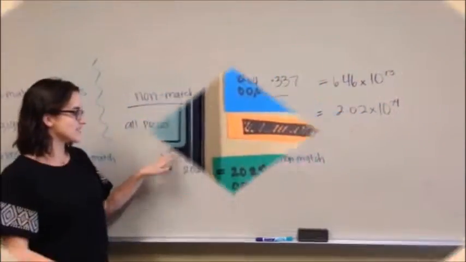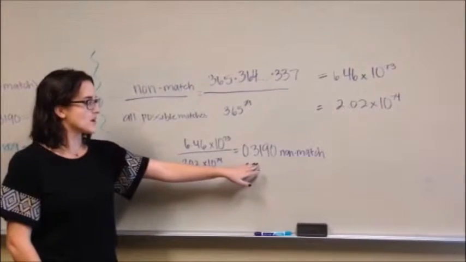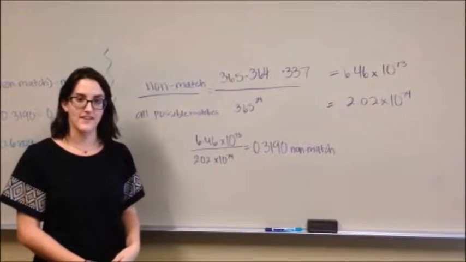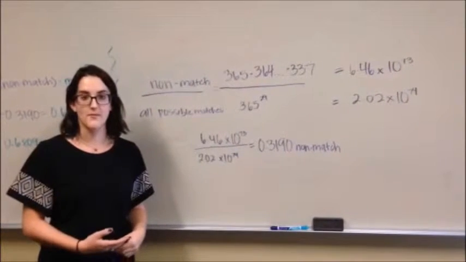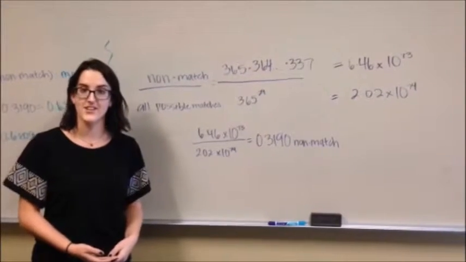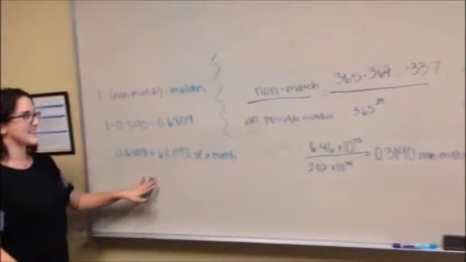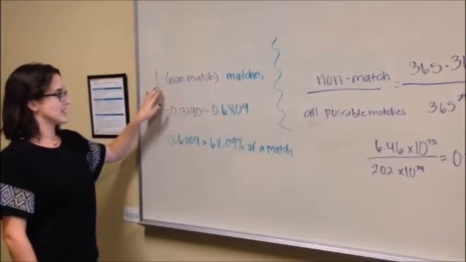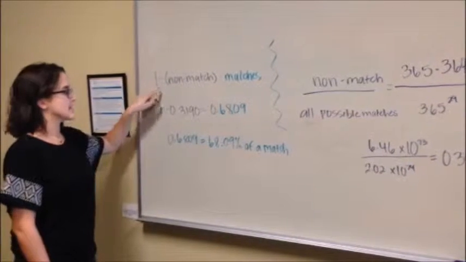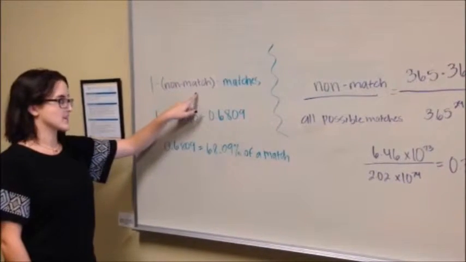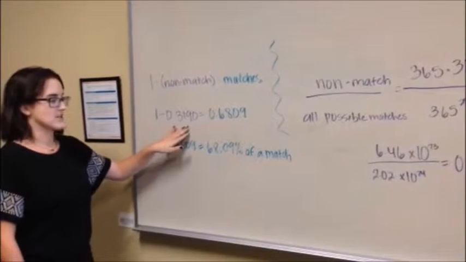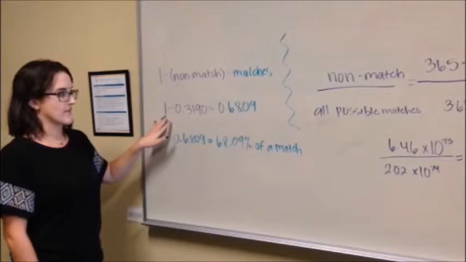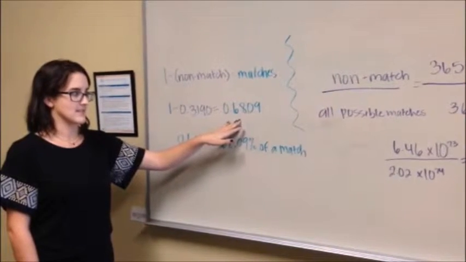0.3190. So after we did the calculations, we got 0.319, and that is the probability that the students will not have a matching birthday. But remember, we are looking to find the probability that students will have a match. So in order to find the probability of a match, we're going to take a whole, or 1, and subtract the probability of a non-match. So here we have the 1, and we entered the 0.319 for the probability of a non-match, and we subtracted that from 1, which gave us 0.6801.